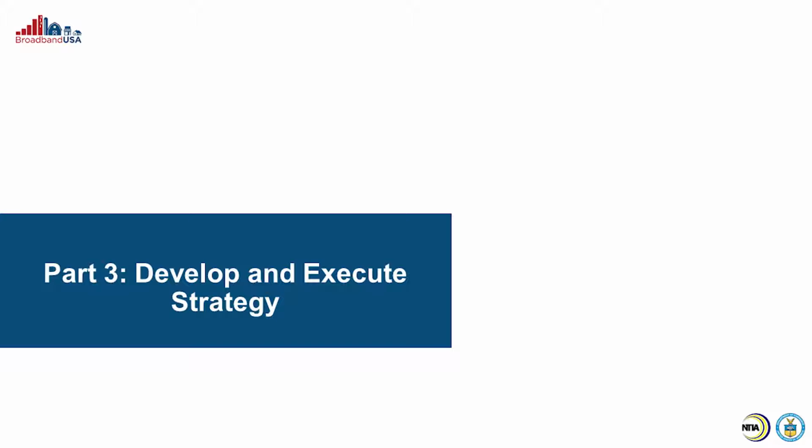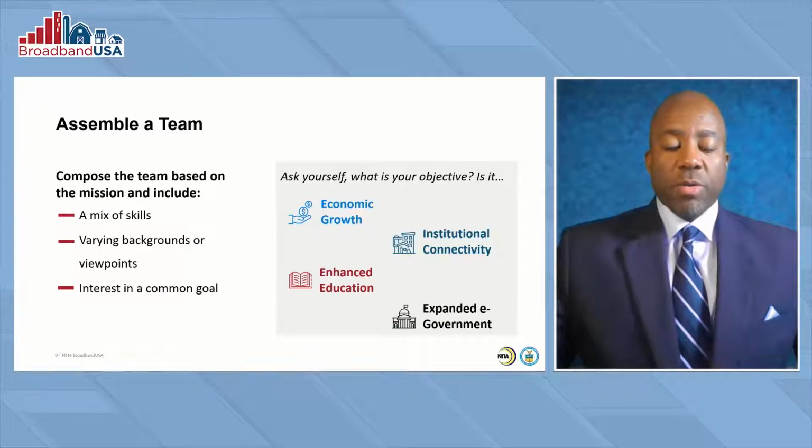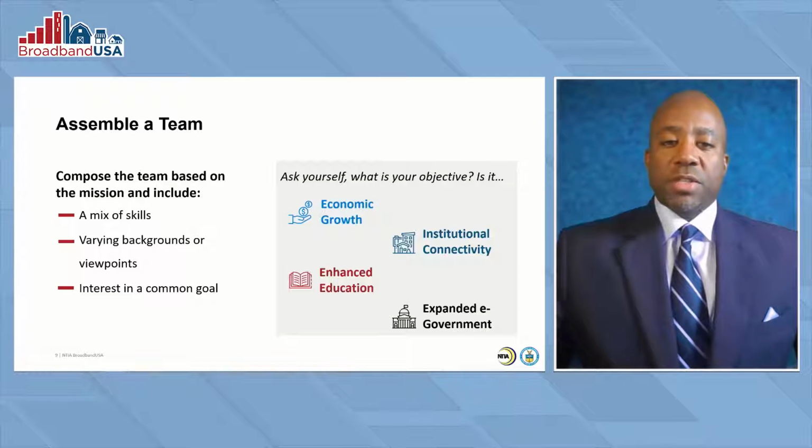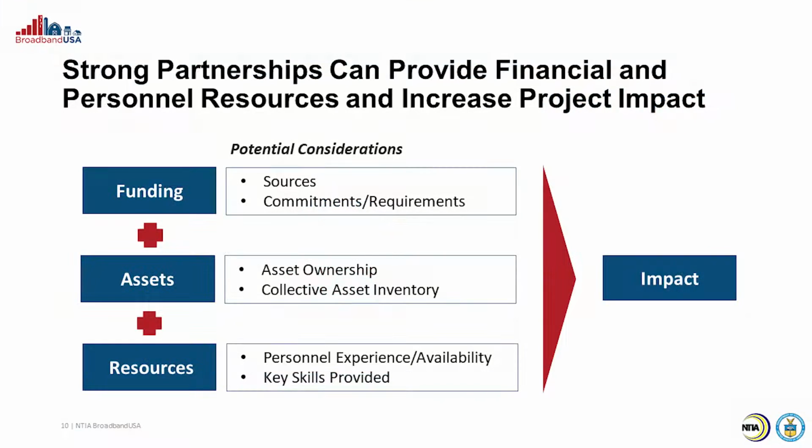Again, think about where we are now with the vaccine, where we are now with COVID numbers, being able to track and have data on community exposure and community spread, right? You need expanded e-government services to be able to accomplish all of that. But you also have to consider that strong partnerships will provide financial and personnel resources and increase your project's impact. Again, so those initial partnership considerations are very important. Who's going to provide the funding? Who's going to own the assets? Where will all these sub-resources come from? The skills, the personnel, the experience, the availability. All of that has an impact on the overall project.